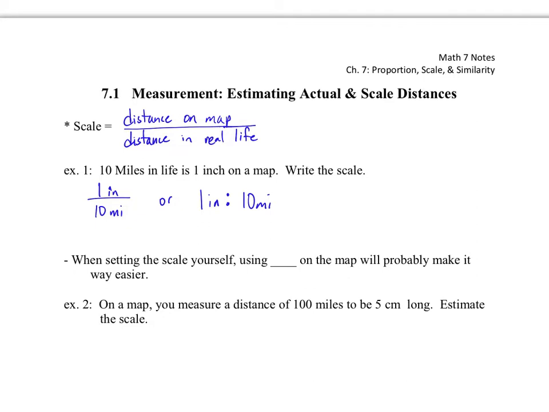The third way is a little different than what we've done in rates. We used the word "to" before. We're just going to use an equal sign. So 1 inch equals 10 miles. So 1 inch on the map equals 10 miles in real life. So how many would 2 inches equal in real life? 20 miles. And 3 inches? 30 miles, right? That's for this scale. Okay? So writing the scale.